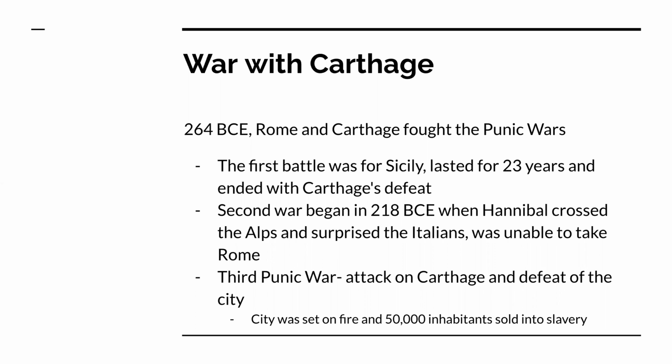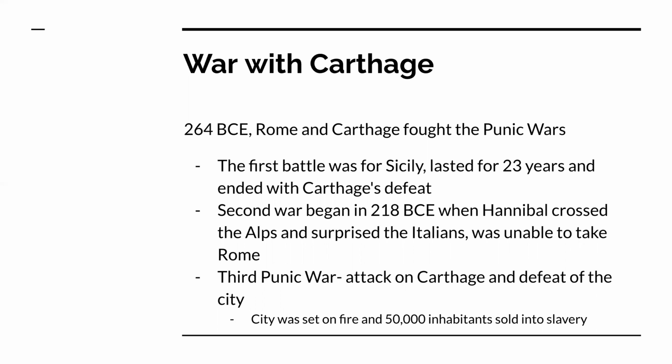Carthage is located on the North African coast, and they rise up in direct competition with Rome. So in 264 BC, Rome and Carthage fight what's known as the Punic Wars. The first battle is for Sicily. If you are Italian, you know pretty much where Sicily is: Italy is the boot, and Sicily is the football. The first war lasts 23 years and ends in Carthage's defeat.